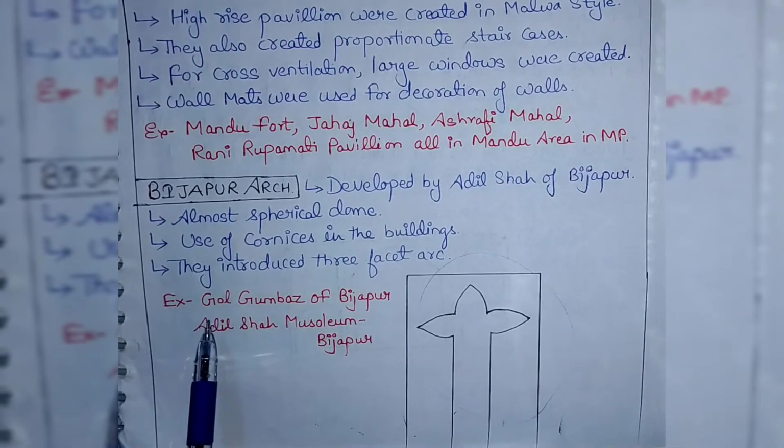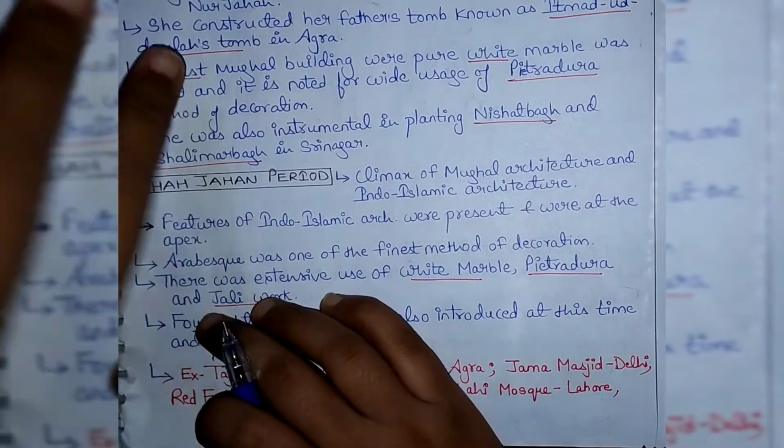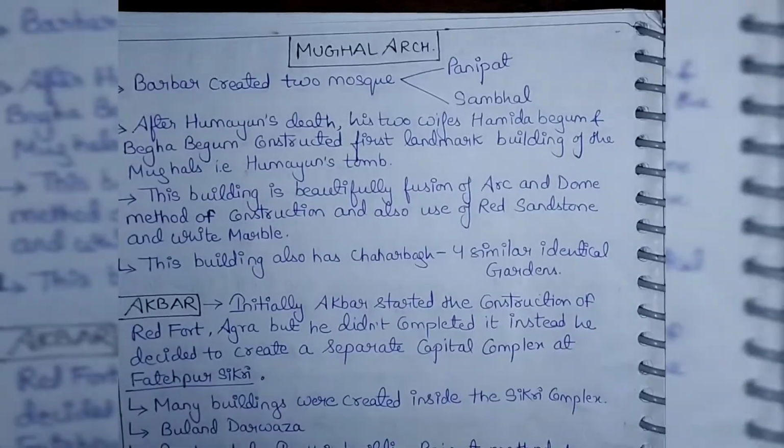Example is the Gol Gumbaj of Bijapur and Adil Shah Mausoleum, which is in Bijapur. So this was all about Bijapur architecture. Next we'll talk about the Mughal architecture.